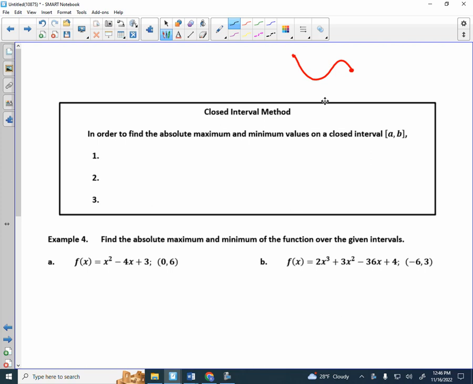See if you can identify which spots on this graph are a local min, local max, absolute min, and absolute max. Talk with your friends. Go. What do you got?